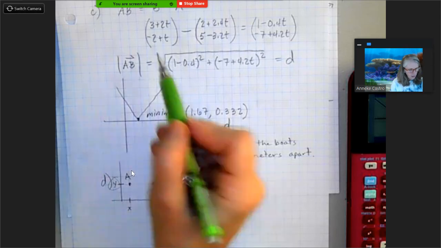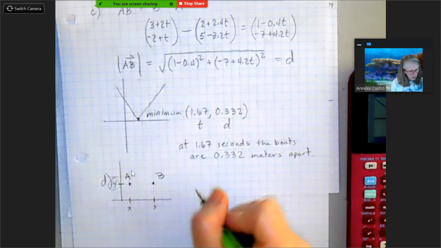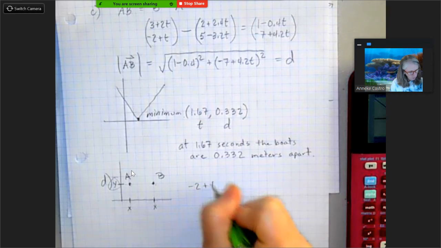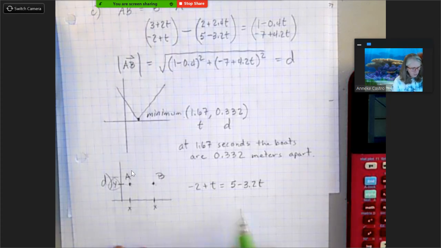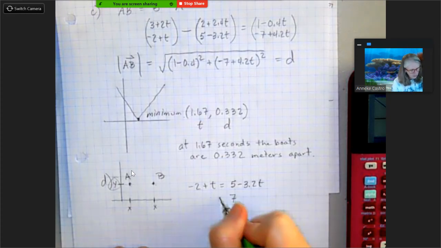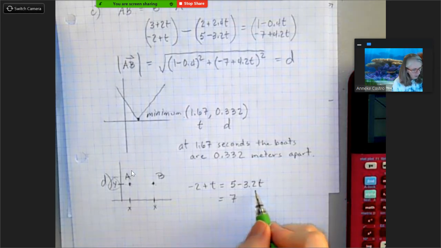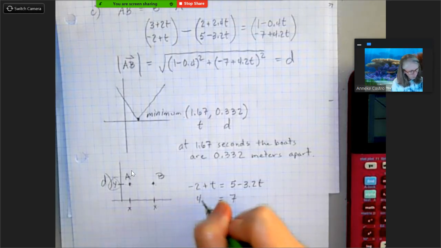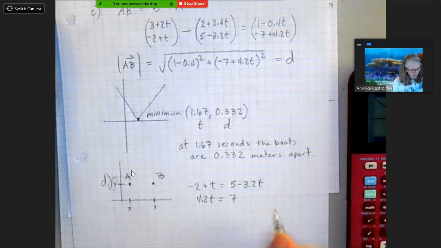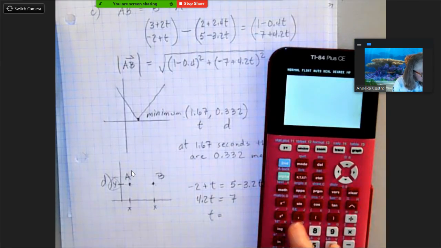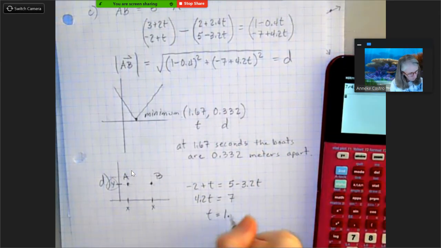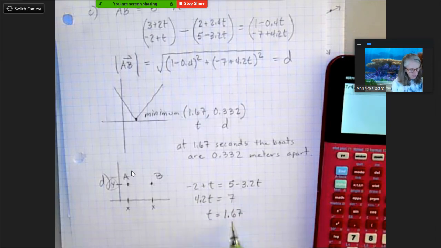Okay, so we have their y values right here, and right here. So y value, -2 plus t, when is that going to be equal to 5 minus 3.2t? If we solve this, I'm going to add 2 to both sides, equals 7. Does this seem familiar? Haven't we done this before? Add 3.2t to both sides, I get 4.2t. Divide both sides by 4.2, sorry. So 7 divided by 4.2 is equal to 1.67, or 1.6 repeating.